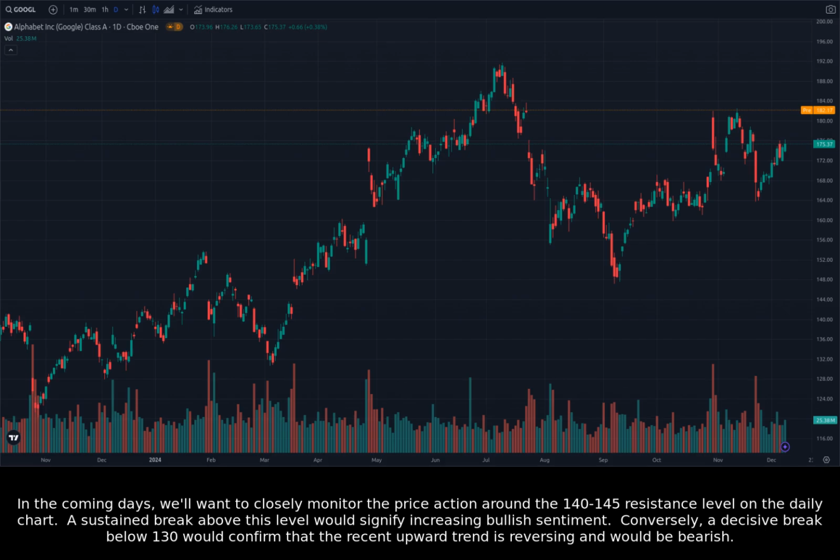In the coming days, we'll want to closely monitor the price action around the 140 to 145 resistance level on the daily chart. A sustained break above this level would signify increasing bullish sentiment. Conversely, a decisive break below 130 would confirm that the recent upward trend is reversing and would be bearish.